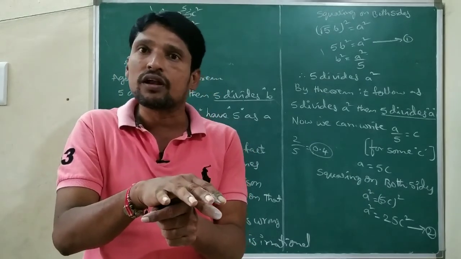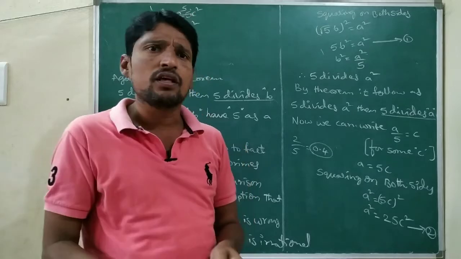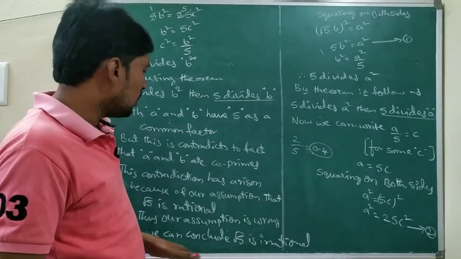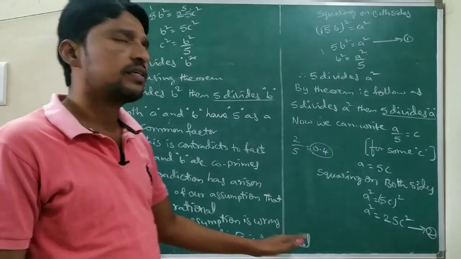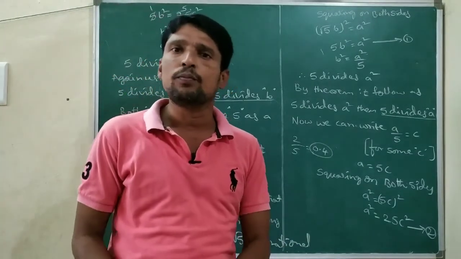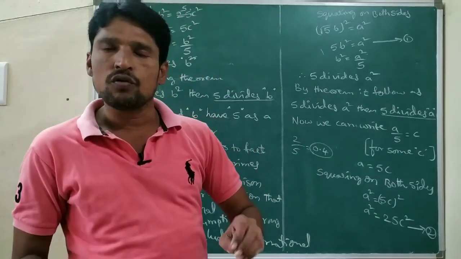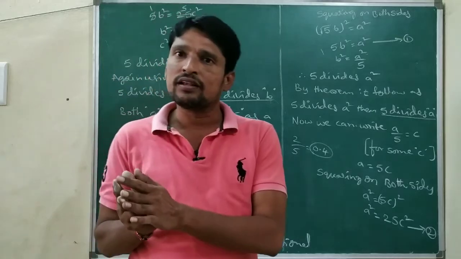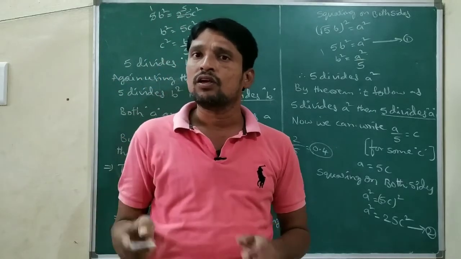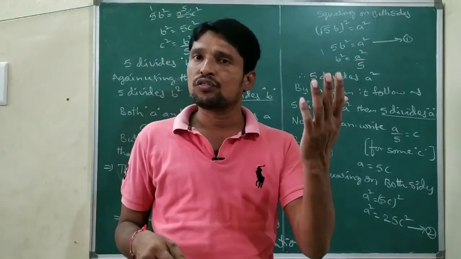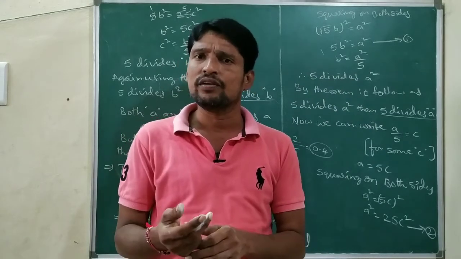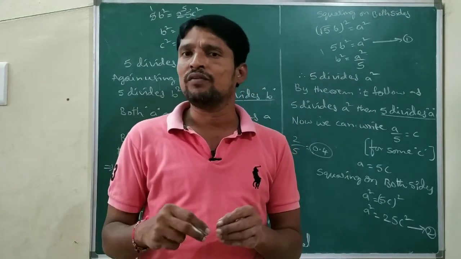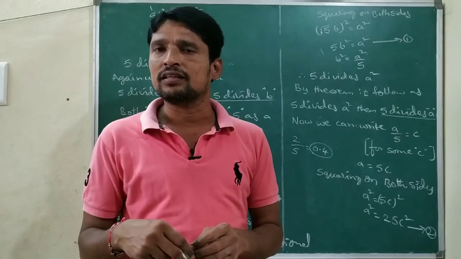Our assumption is wrong, so the given statement is correct. So root 5 is irrational. This is a very important topic. Once you listen, then you can practice. Not only root 5, but root 7, root 11 and so on, you have to practice. When we practice, then only we get it in an easy way.